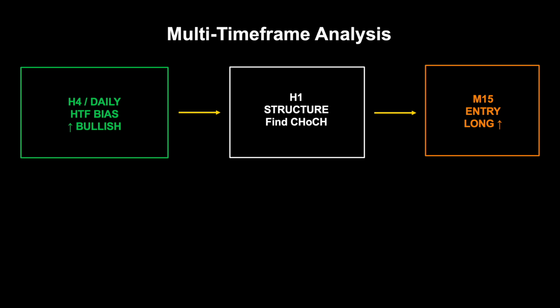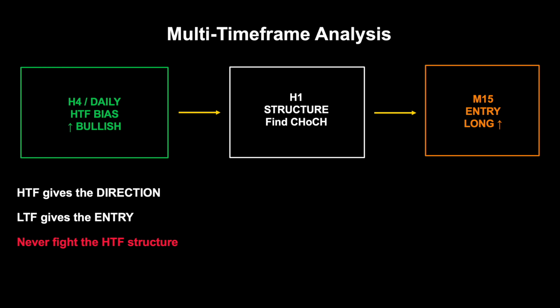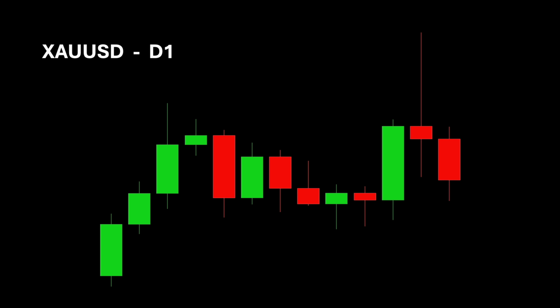The rule is simple. The HTF gives the direction. The LTF gives the entry. Never fight the HTF structure. That single rule will save you from more losing trades than anything else. Now let me walk you through a complete real example using gold across 3 time frames.